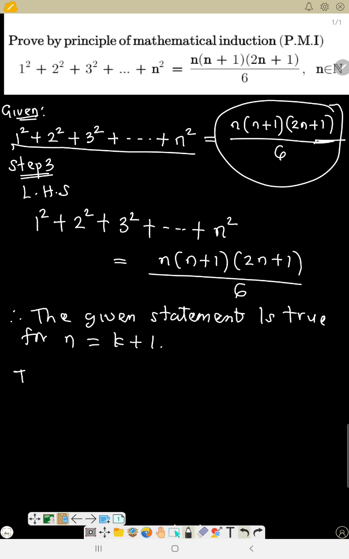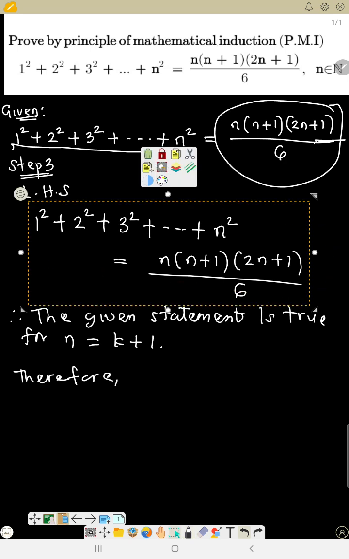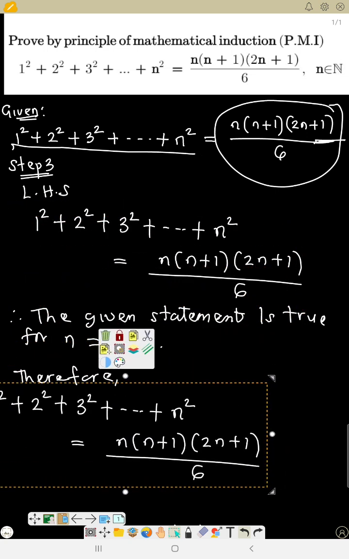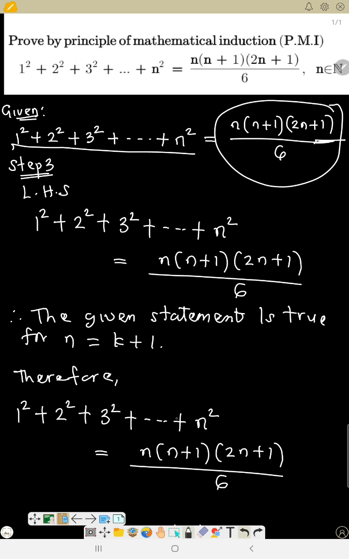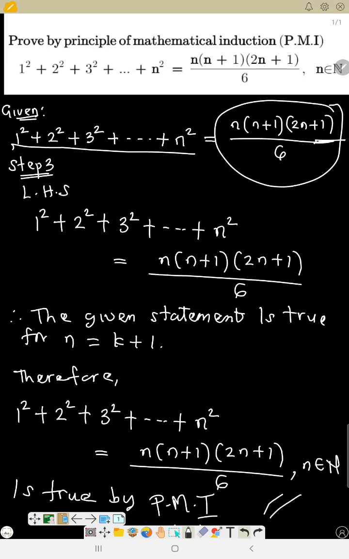After that, we'll just conclude finally. Therefore, 1 square plus 2 square plus 3 square up to n square equals n plus 1 times 2n plus 1 over 6, for n a member of natural numbers, is true by P.M.I. So done. Let's move on with another example.